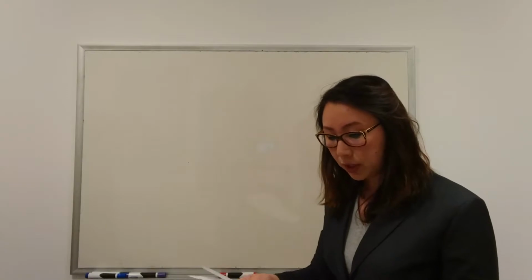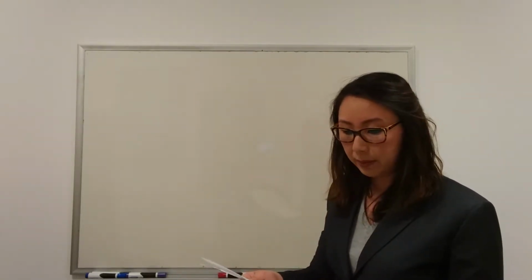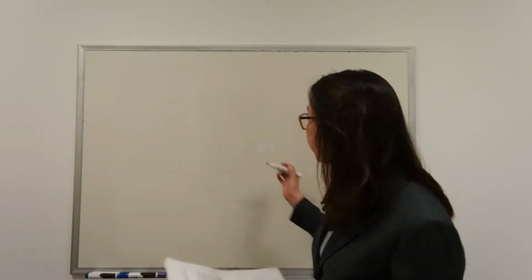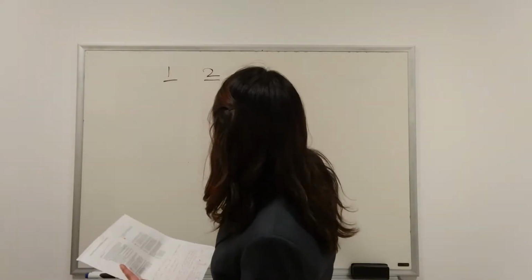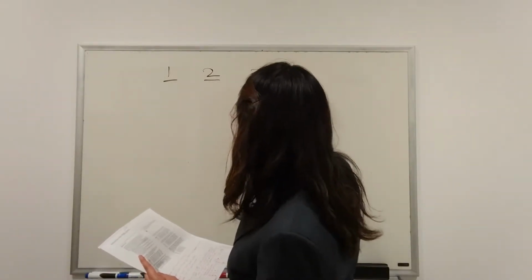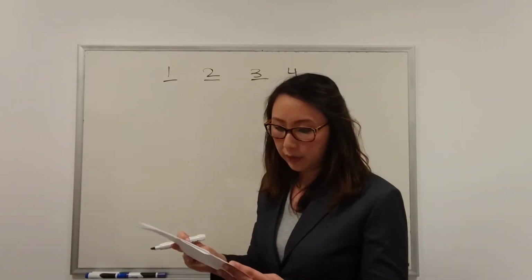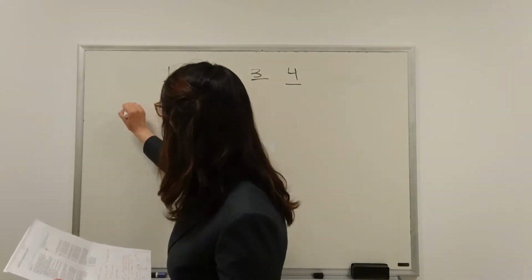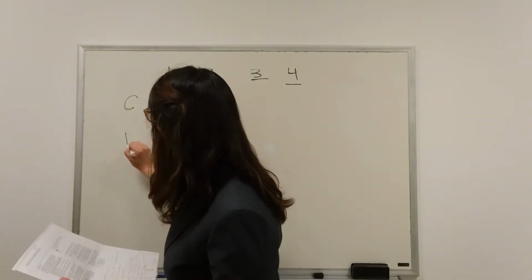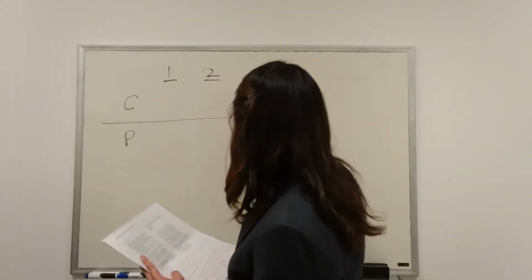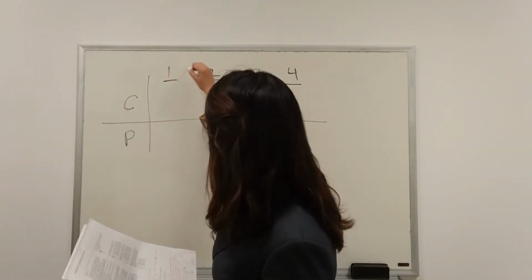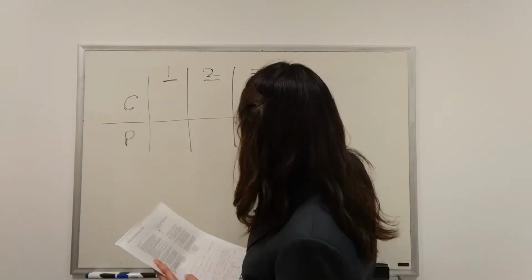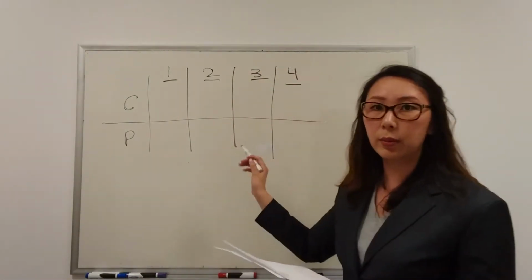The question reads: a small software firm has 4 offices numbered 1, 2, 3, and 4. So we just want to go ahead and start that chart. We have 1, 2, 3, and 4. Each of these offices has exactly 1 computer and exactly 1 printer. A computer and a printer. This is our grid. This is what we're going to be filling out.